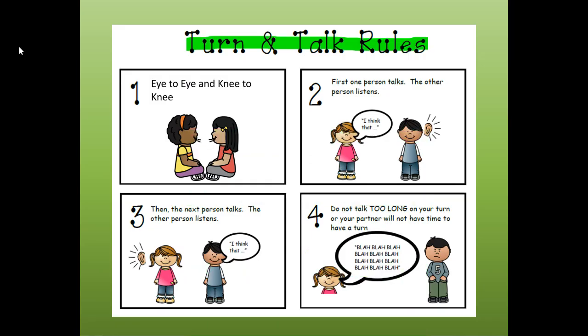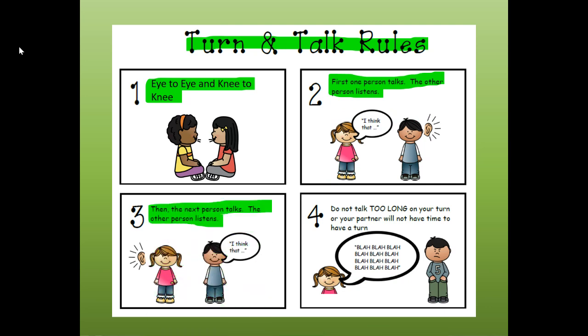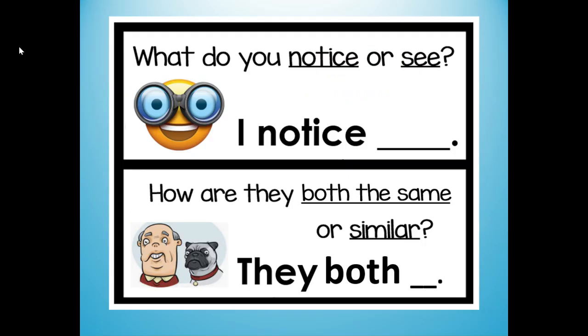Let's go over our turn and talk rules. Number 1, eye to eye and knee to knee. Make sure you're spacing your partner if you have a partner at home. Number 2, first one person talks, the other person listens. 3, then the next person talks, the other person listens. But don't talk too long on your turn, or your partner will not have time to have a turn.